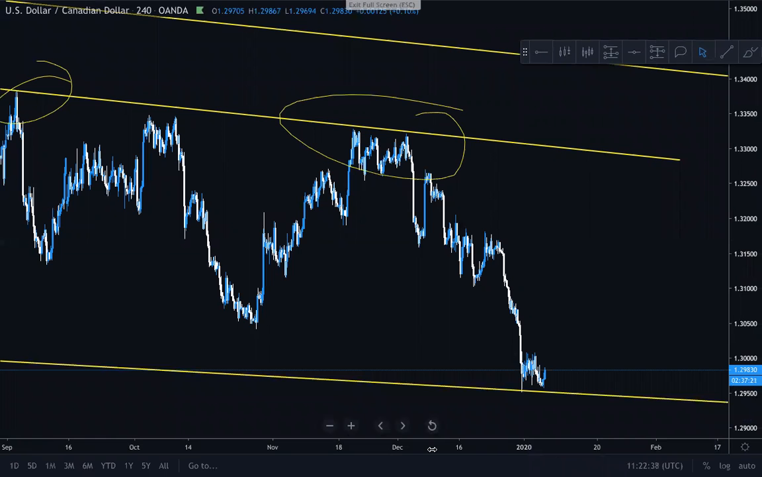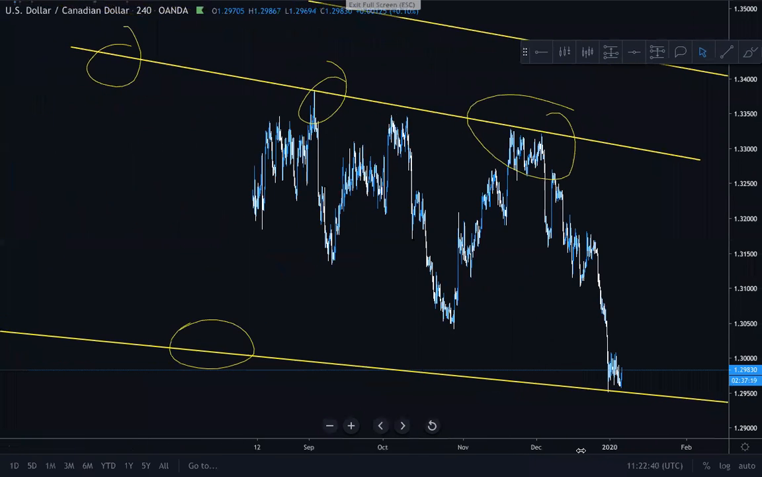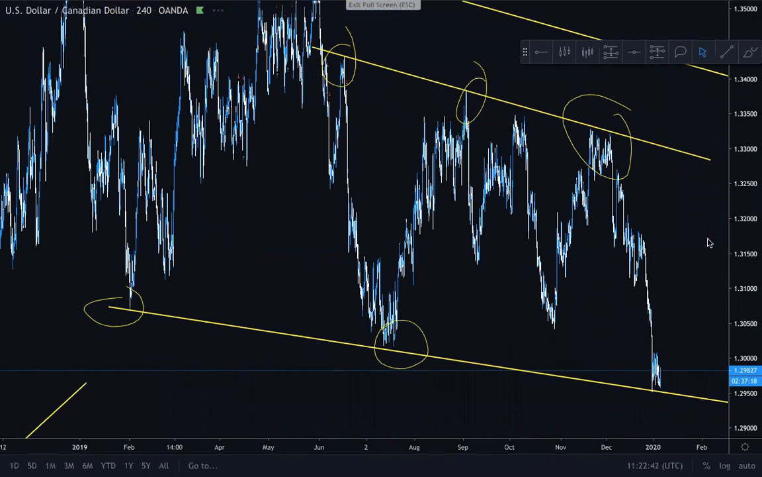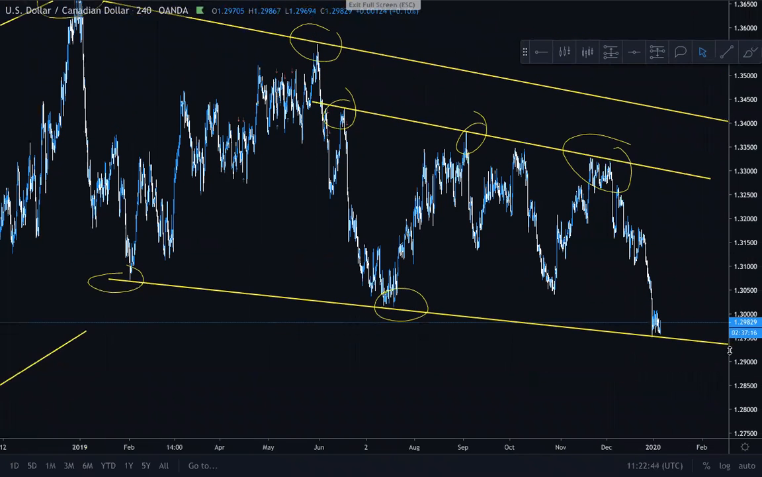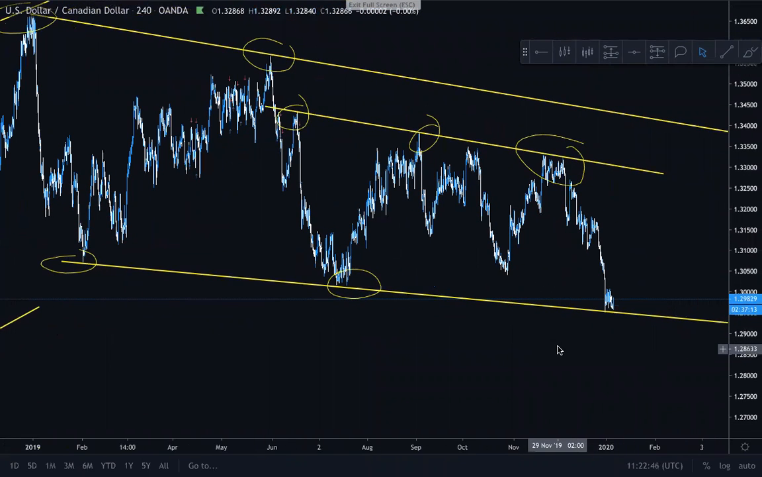Going down to the 4-hour now, we can see, all right, sorry, was yawning there, bit jet lagged.